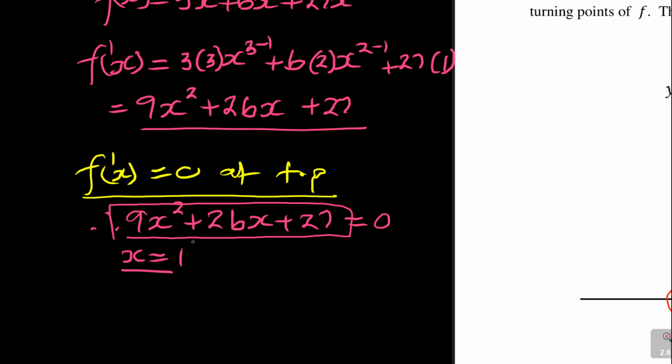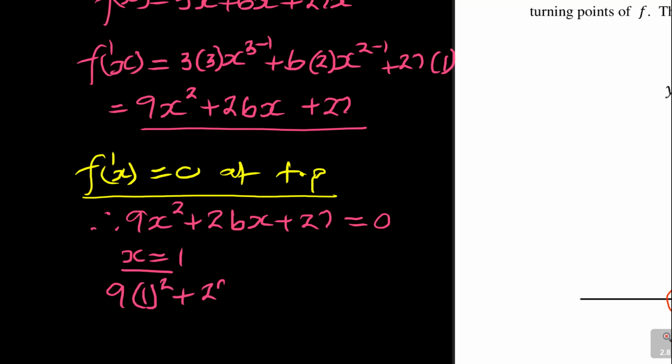Are you with me? So x is equal to 1 is part of the solution of this graph. Remember, when you solve it with the quadratic equation or with factorizing, one of the answers you're going to get is x is equal to 1. So if I substitute now and say 9(1) squared plus 2b(1) plus 27, since x = 1 is a solution, it must give me a 0.